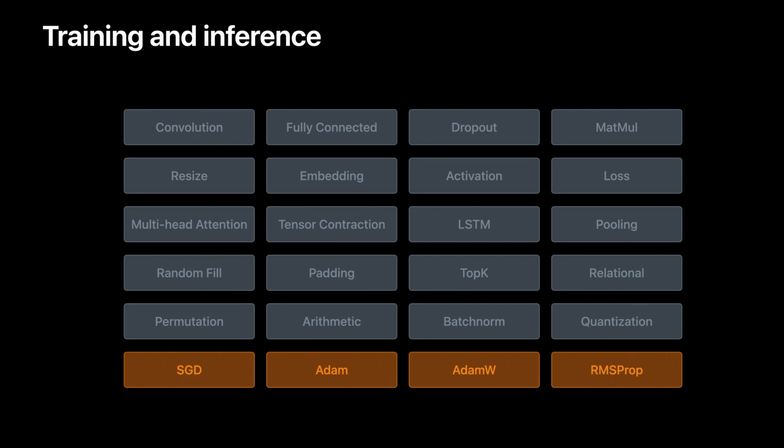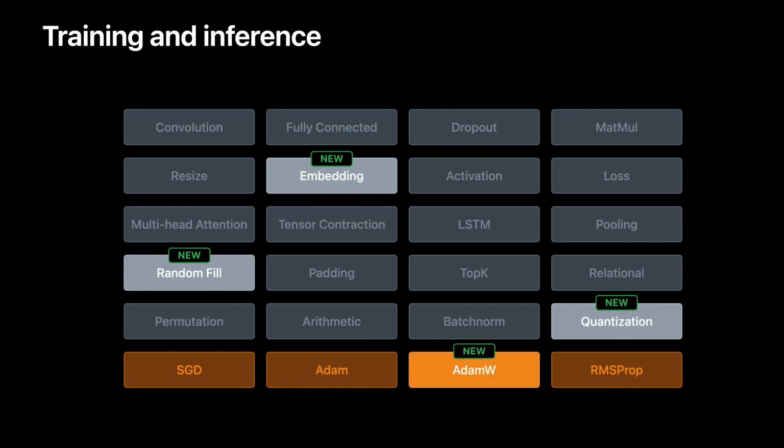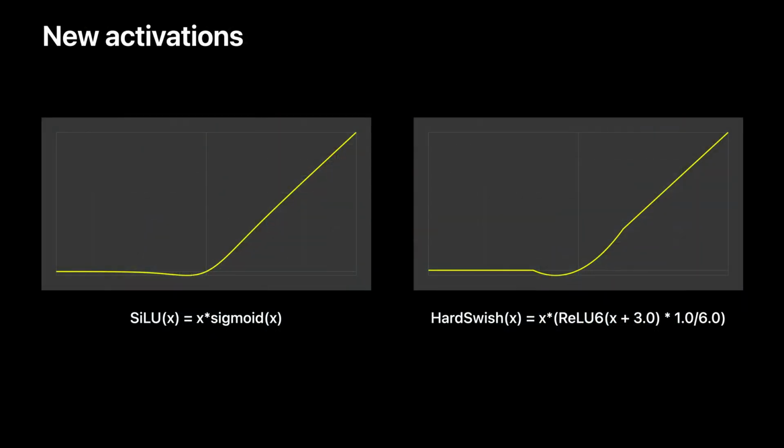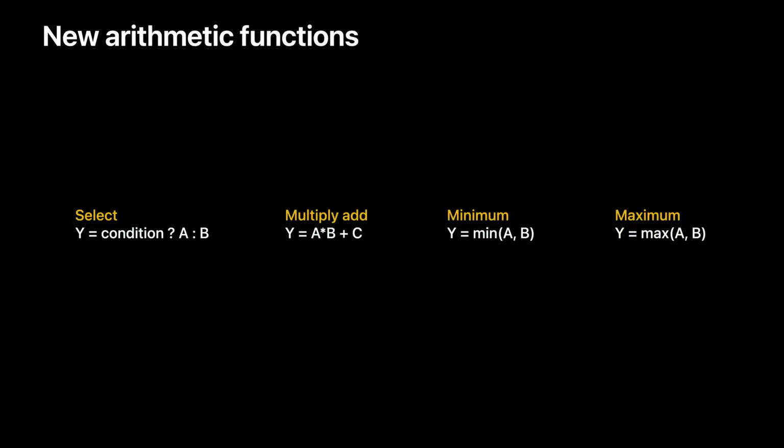In this release, we have added support for several new layer types: embedding, random fill, and quantization, as well as support for the AdamW optimizer. We've also improved existing layers, adding two new activation functions, SiLU and hard swish, as well as support for new arithmetic functions, ternary select, multiply add, as well as element-wise minimum and maximum.